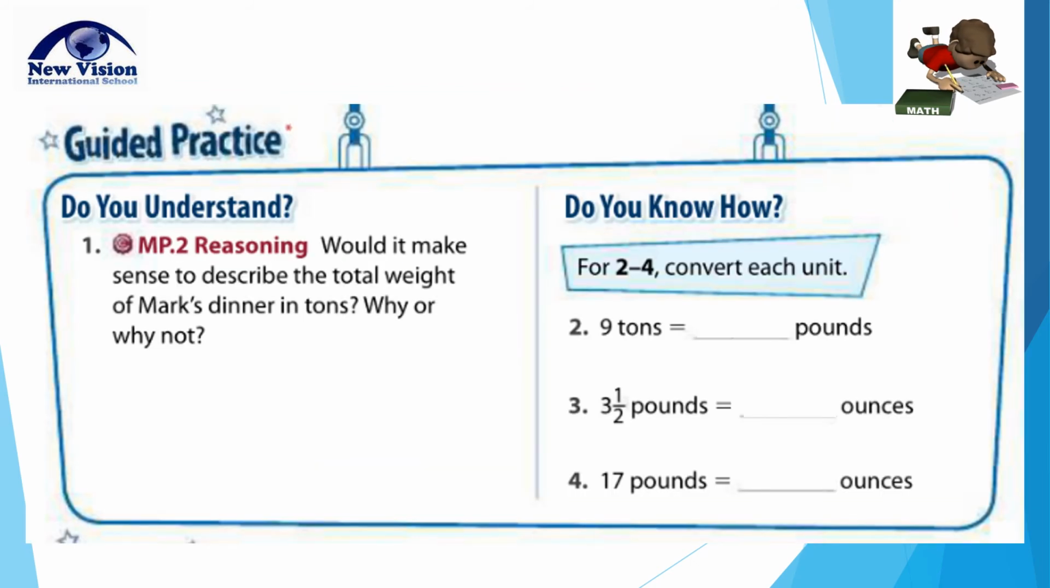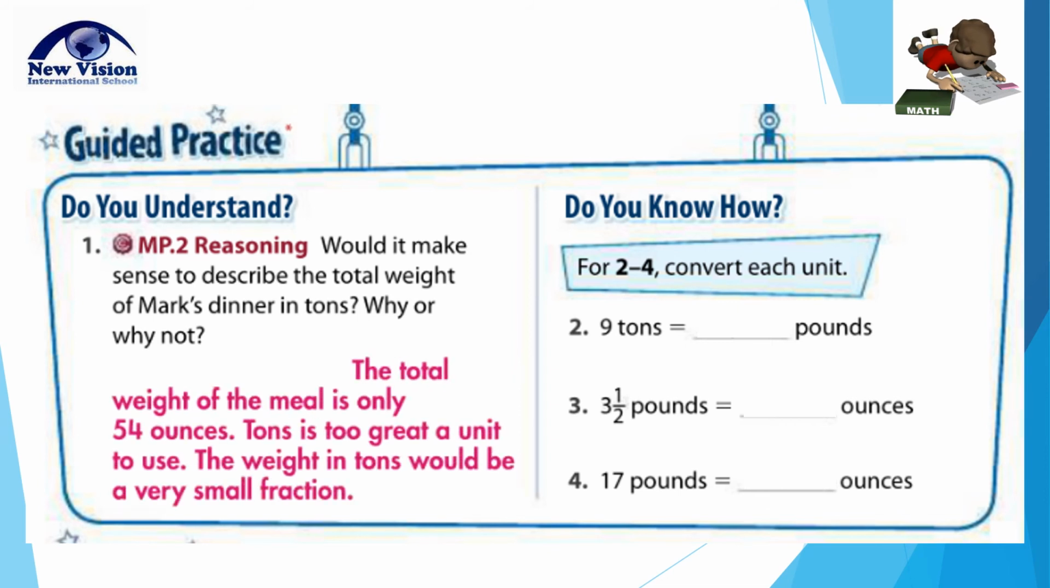Let us answer the guided practice. Number 1. Would it make sense to describe the total weight of Mark's dinner in tons? Why or why not? Answer. The total weight of the meal is only 54 ounces. Tons is too great a unit to use. The weight in tons would be a very small fraction. For numbers 2 to 4, convert each unit. Make sure that you memorize the conversion table of customary units of weight.